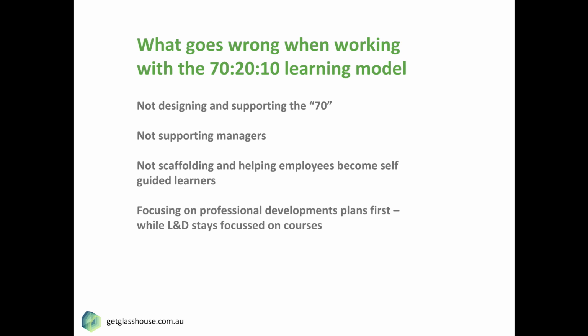When I sent the messages around about what people wanted from the webinar, one person asked, I would be really interested to know what goes wrong with 70-20-10 learning models. And really, I think it's about those three roles, and not actually helping people become learning leaders as managers and not helping employees become self-guided. A few other things: not really designing and supporting the 70, just thinking it's going to happen and not giving people the time, opportunity and skills to become self-guided learners and learning managers.